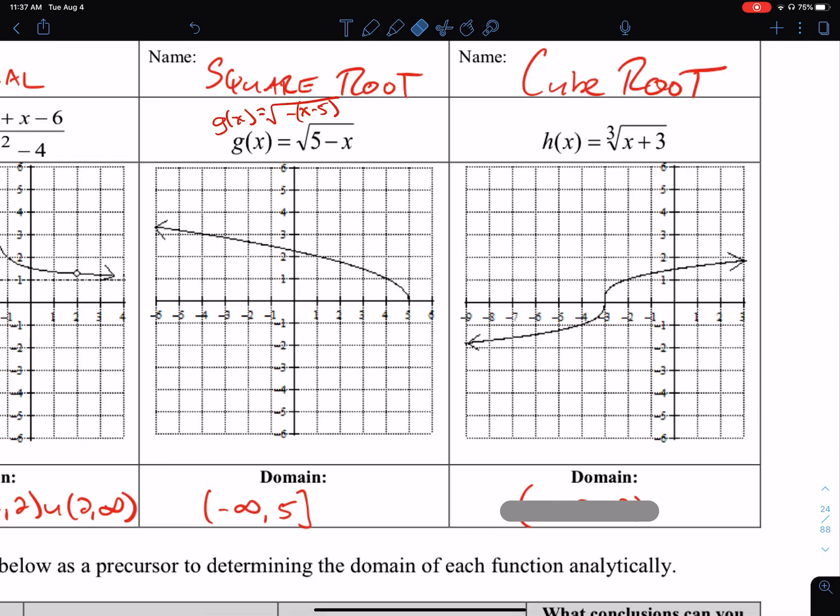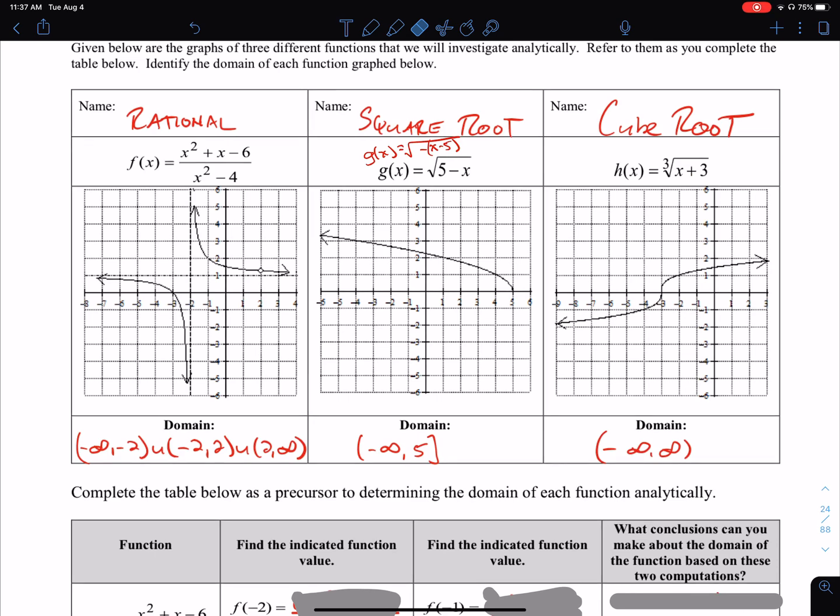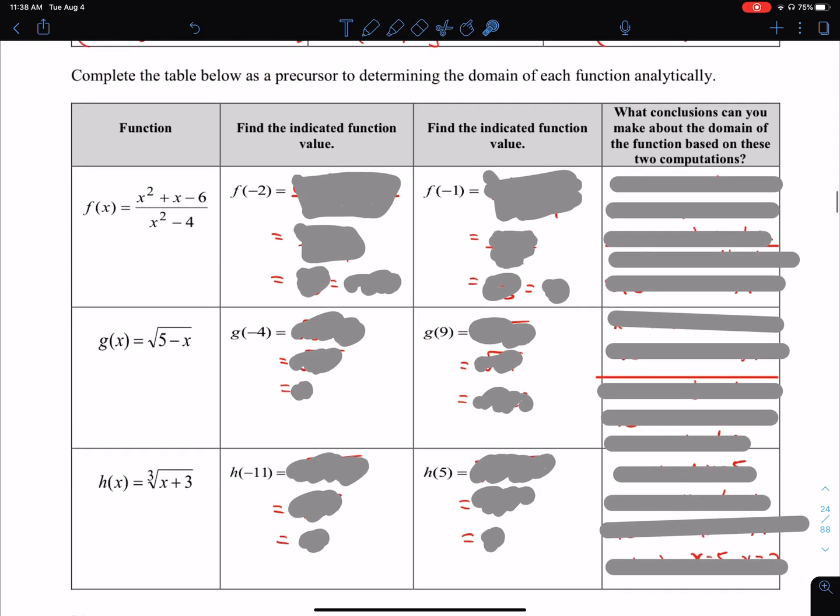Cubed root function is this next one. Any cubed root function is going to have a domain of negative infinity to infinity. This particular one, this plus 3 inside the function translates it to the left 3, so the vertex is right here. Complete the table below as a precursor to determining the domain of each function analytically.